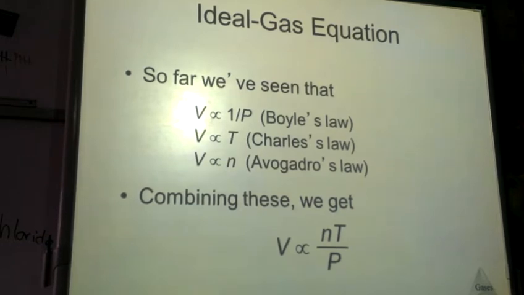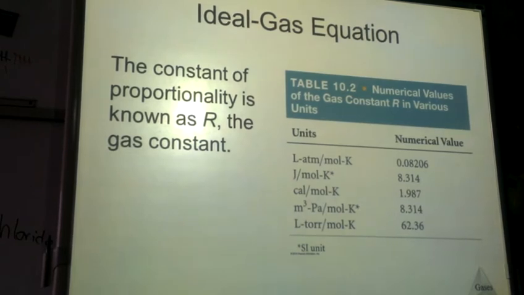So, ideal gas equation. So far we've seen Boyle's law, in which volume is proportional to 1 over P. We've seen Charles' law, in which volume is proportional to temperature. And I've also seen Avogadro's law, in which volume is proportional to number of moles. If I combine all of these together, I get volume is proportional to number of moles and temperature over pressure. There is also a constant of proportionality that keeps everything on an even keel, and we already know that gas constant is called R.